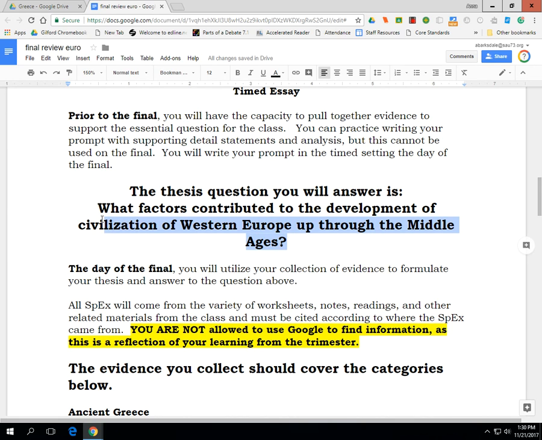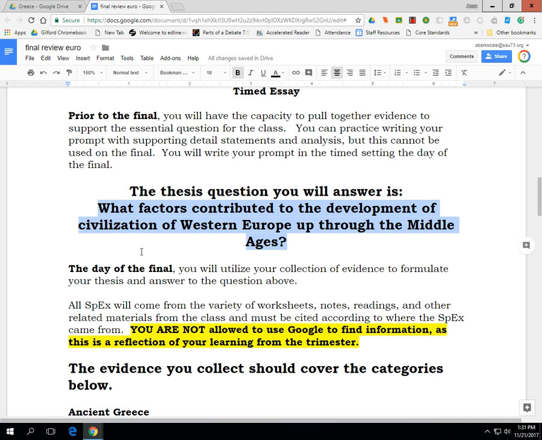The driving question for what you're going to do is: what factors contributed to the development of civilization of Western Europe up through the Middle Ages? The day of the final, you will have 45 minutes to develop as many spec sets as you can to address the question looking at the categories below.